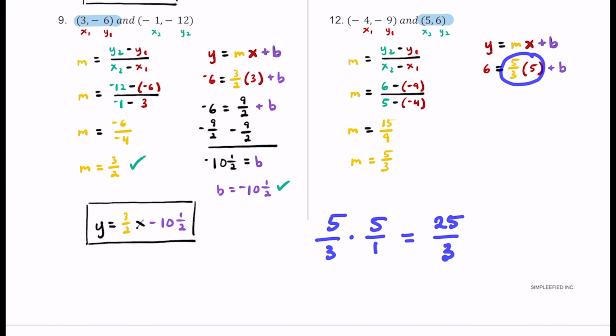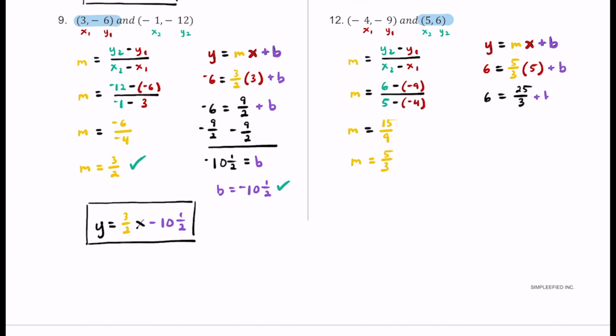And just like the last few problems, I'm going to keep them as improper fractions. Okay, so I'm going to write 6 is equal to 25 over 3, and then plus this b value. And let's go ahead and get b alone by taking away 25 over 3 and taking away 25 over 3. All right, so if we go ahead and do that to both sides here, then the 25 over 3 take away 25 over 3 will cancel out.